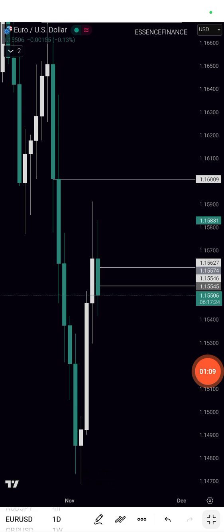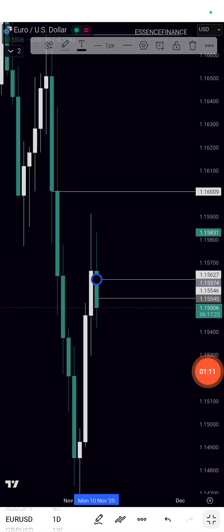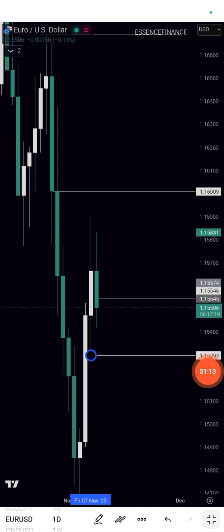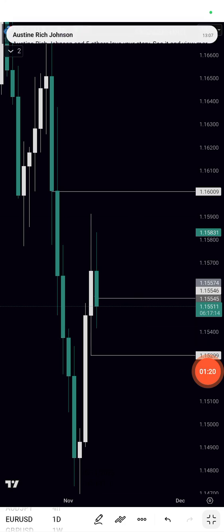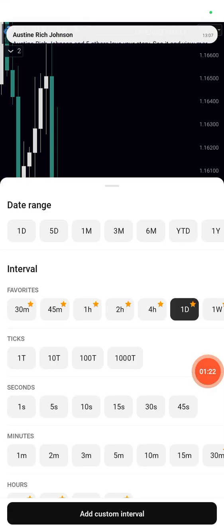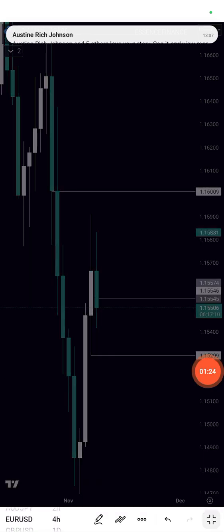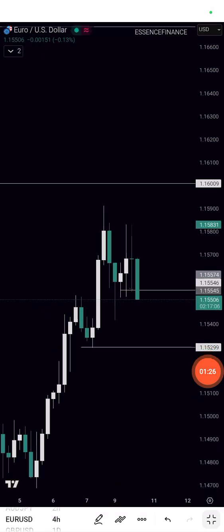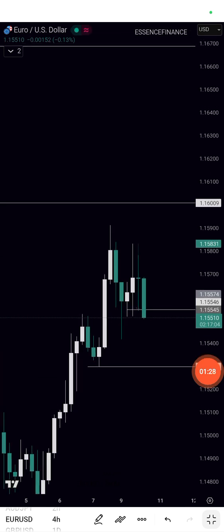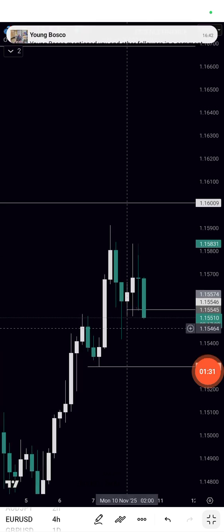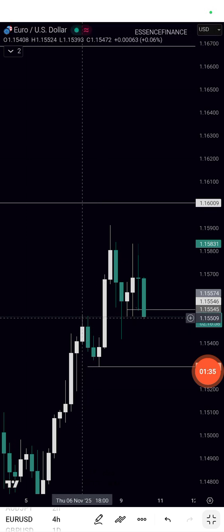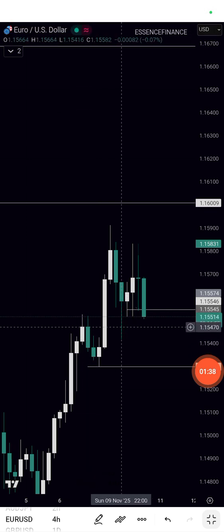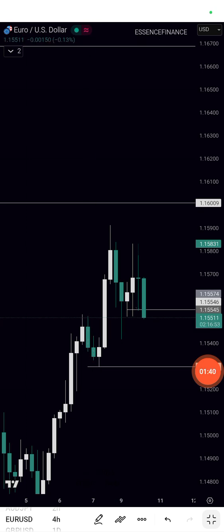So this is my rejection. Price was rejecting off of this key level, and then Friday gave me a breakout. This is the breakout, and then I came to my daily.